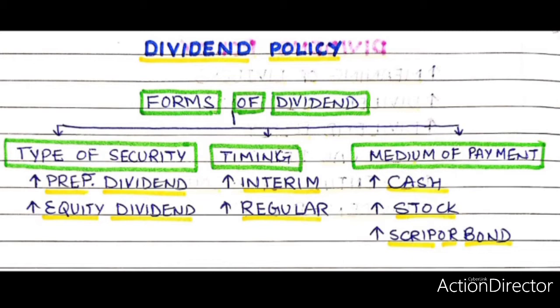Equity dividend. Equity dividend is paid on equity shares at the rate recommended by the board of directors and approved by the shareholders in annual general meeting. The board of directors have freedom of choice with regard to payment or non-payment of dividend, the rate of dividend and the medium of dividend, that is cash dividend or non-cash dividend. Because of the maximum managerial freedom available in the case of equity dividend, most of the discussions on dividend policy relate to equity dividend.